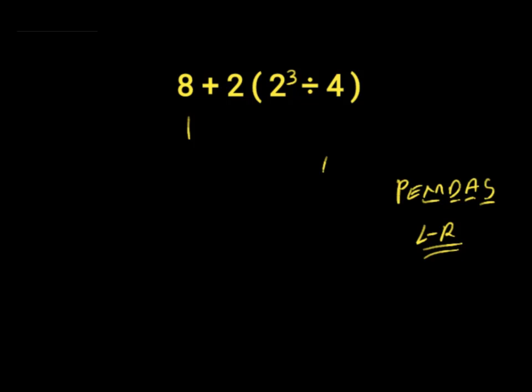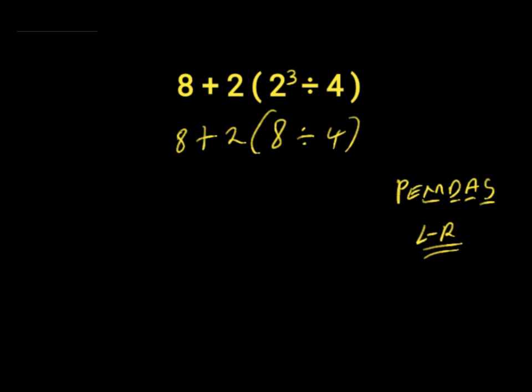First of all, we are going to solve our parentheses, and in our parentheses, we have an exponent, which is 2 to the power of 3. 2 to the power of 3 is 2 times 2 times 2 in 3 places, which is 8. Then we put down our parentheses, break down our 4 here. Then we have 8 plus 2 (8 divided by 4).